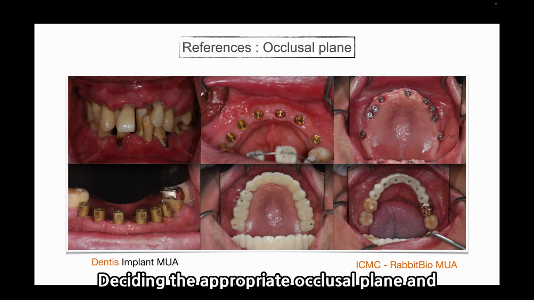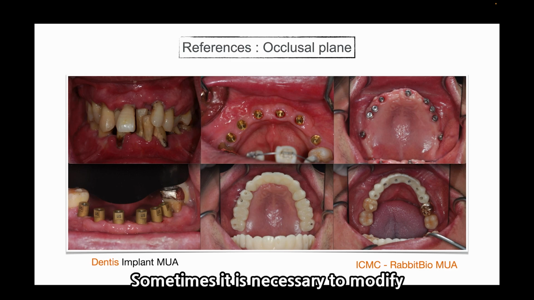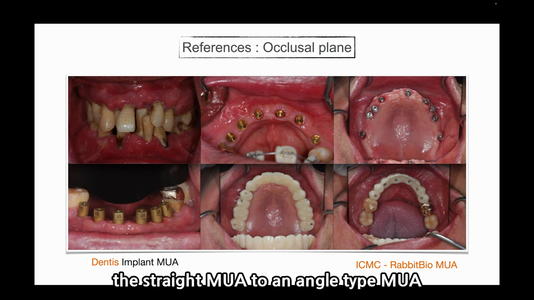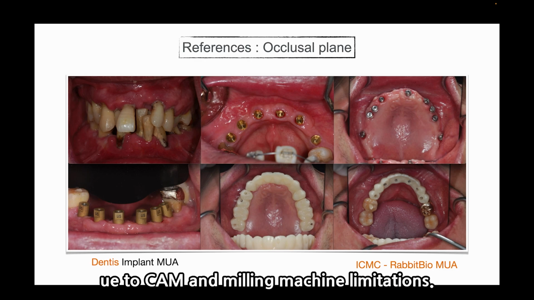Deciding the appropriate occlusal plane and vertical dimension is not an easy task. We should evaluate and adjust it with temporary restoration. Sometimes it is necessary to modify the straight MUA to an angle type MUA or segmented custom abutment due to CAM and milling machine limitations.